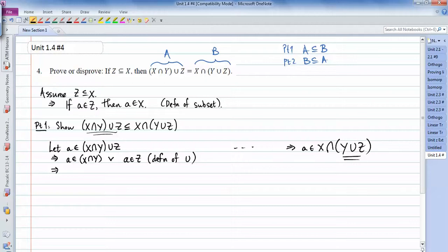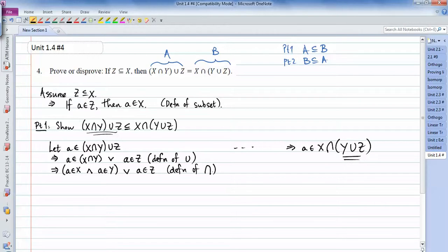Okay, so now let's break down the X intersect Y right there. So then that's going to be A is in X and A is in Y, or A is in Z. And that's the definition of the intersection.